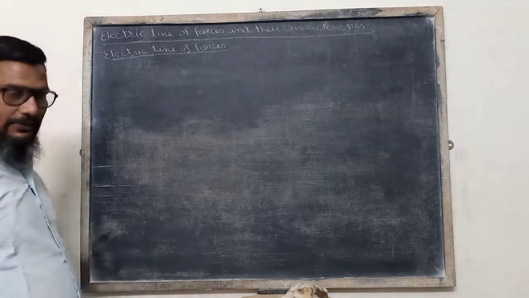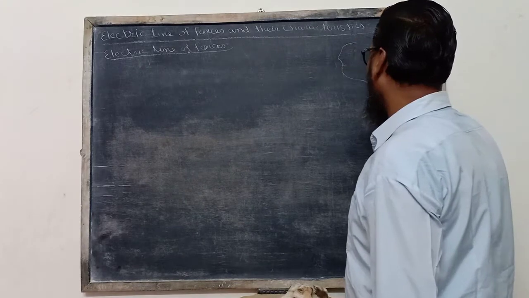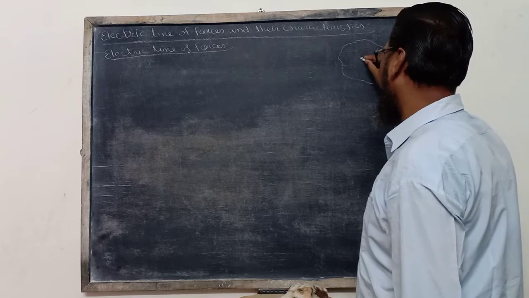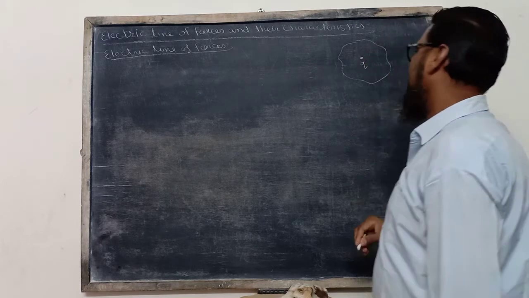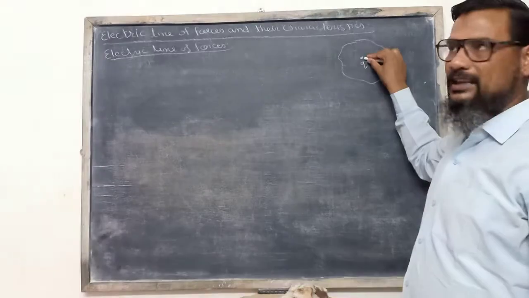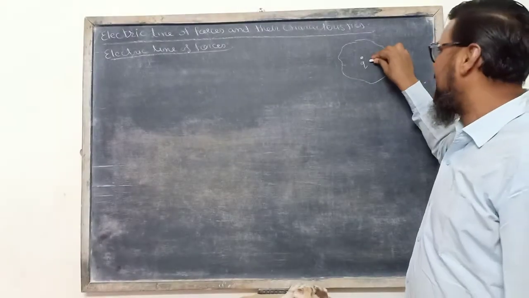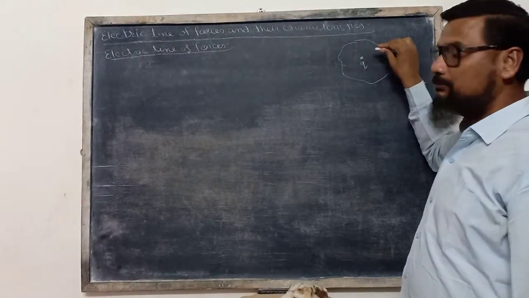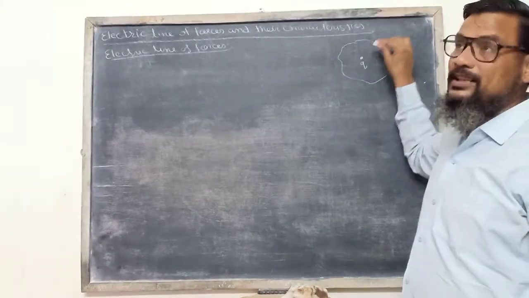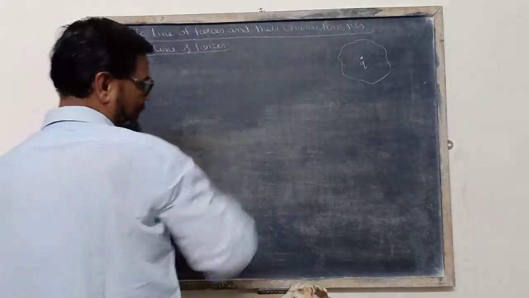What are electric line of forces? Consider there is an electric field, and in the electric field we put a charged particle or point charge particle with charge q. Then this charged particle will experience electrostatic force, and due to this electrostatic force the charged particle starts motion following a certain path. That certain path is called electric line of force.